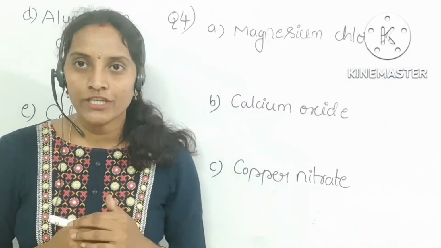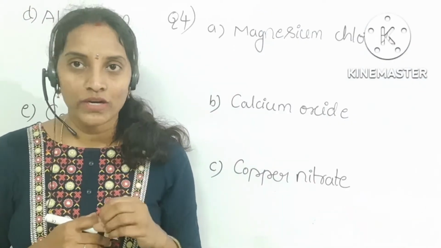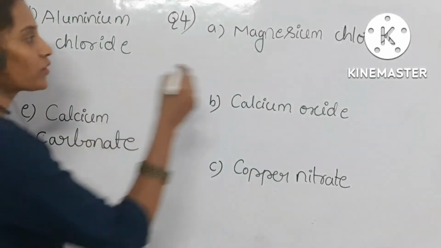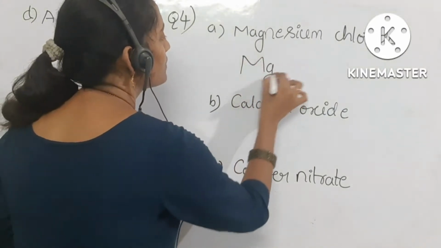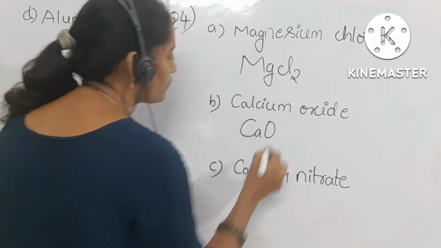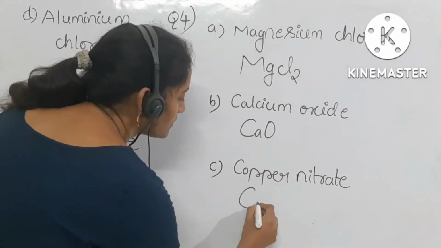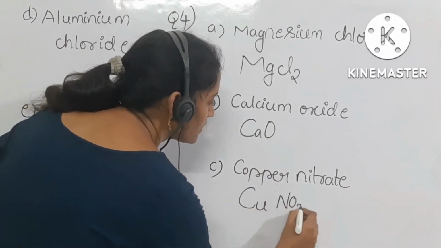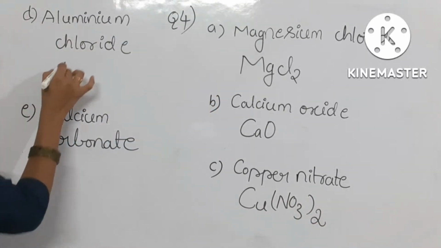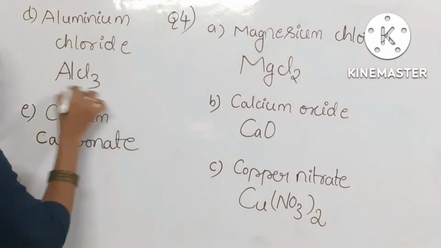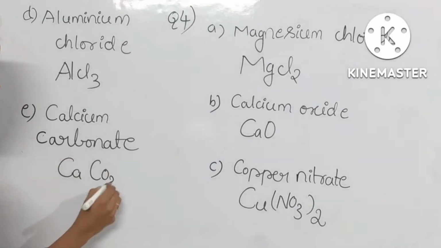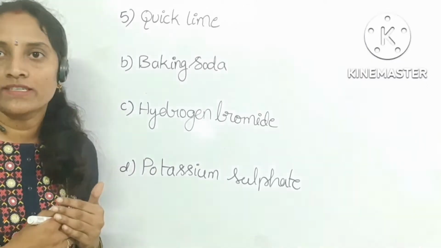Here it is question number 4 from your exercise. You have to write molecular formulas for all these compounds. See, magnesium chloride is MgCl2, calcium oxide is CaO, copper nitrate is Cu(NO3)2, aluminum chloride is AlCl3, and calcium carbonate is CaCO3.